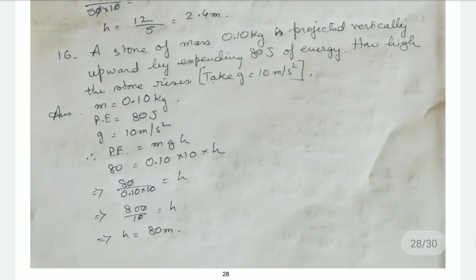Then a stone of mass 0.10 kg is projected vertically upward by expending 80 joules of energy. How high does the stone rise? g is equal to 10 meters per second squared. Again, putting all the values in the formula, we get h is equal to 80 meters. Okay, potential energy is equal to mgh formula.